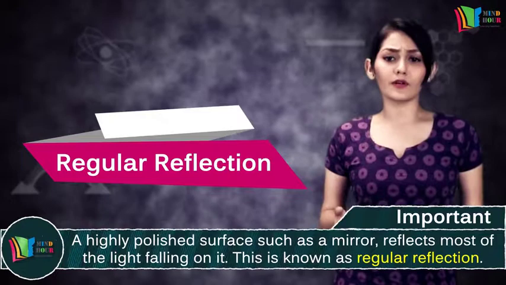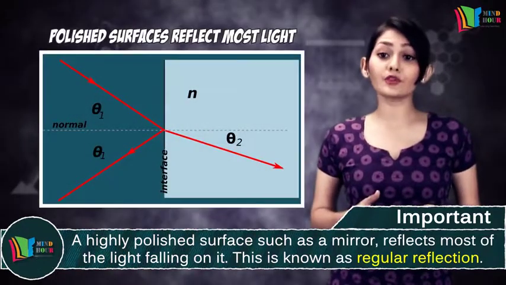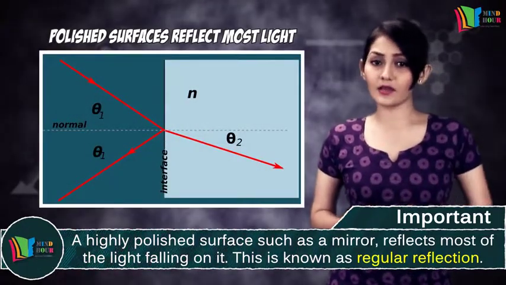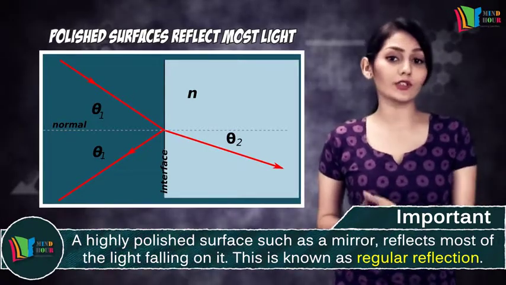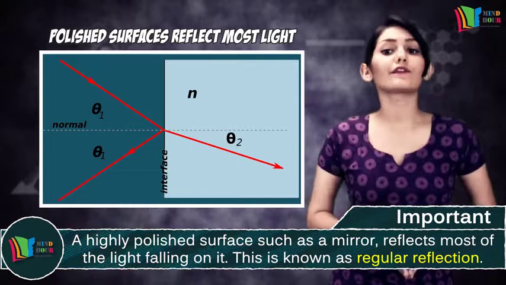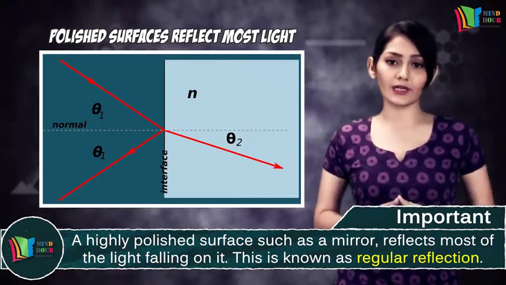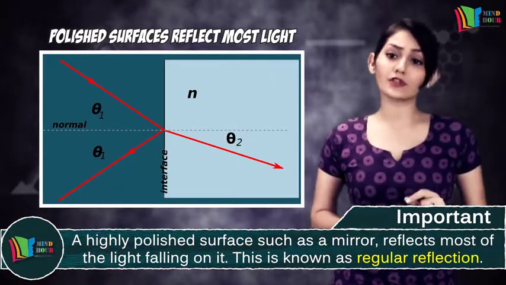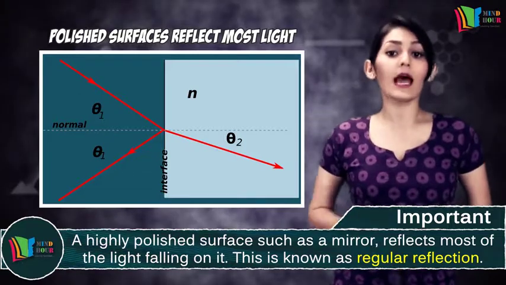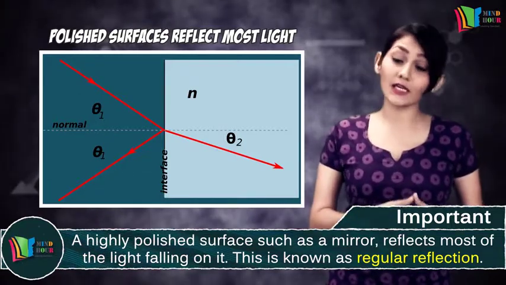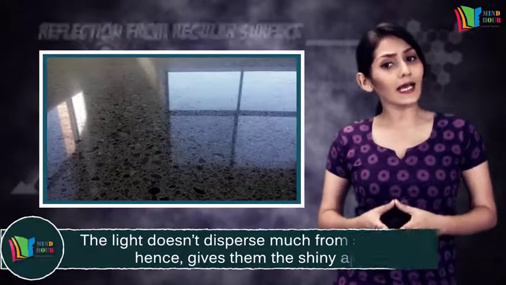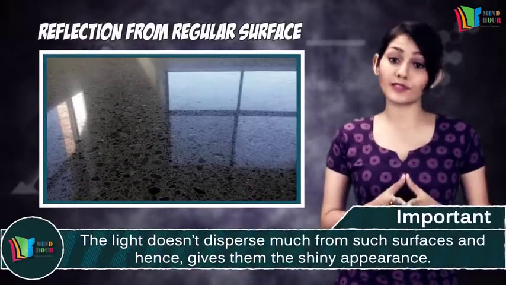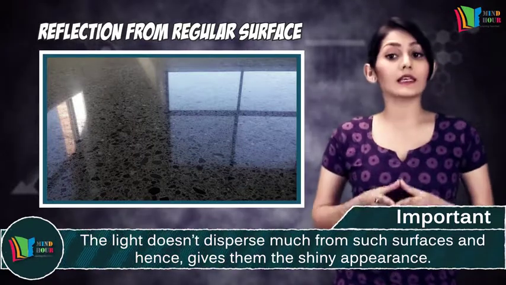All of us observe that some objects seem to be shinier than the rest. Have you ever wondered why? Well, a highly polished surface such as a mirror reflects most of the light falling on it. This kind of surface is known as a regular surface, and the reflection that occurs from such surfaces is known as regular reflection. The light doesn't disperse much from such surfaces and hence gives them the shiny appearance.